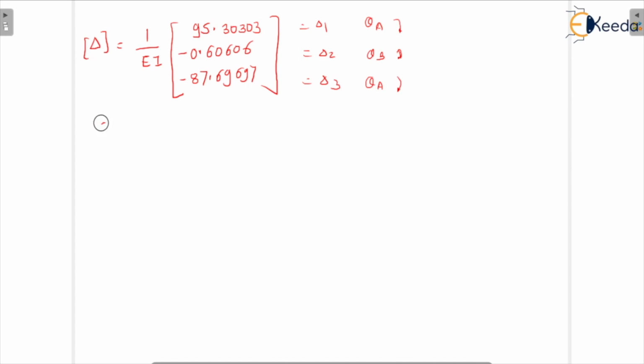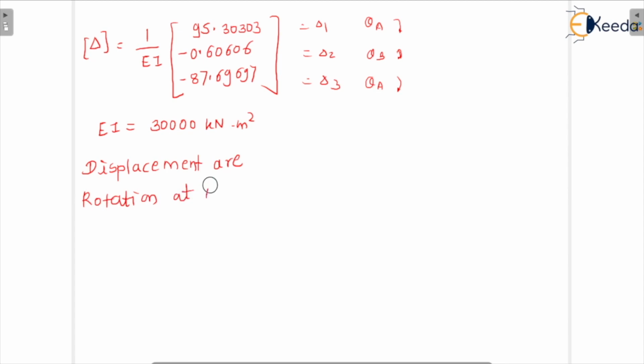Now we know that EI value is given as 30,000 kilonewton meter square. Okay, so what are the displacements? Displacements are rotation at A. So what is the value at A? That is 95 point, so theta A is equal to 95.30303 divided by EI. EI value we will substitute. So we get the answer as 0.182 degree. Okay, so this answer is in radian and this is in degree.